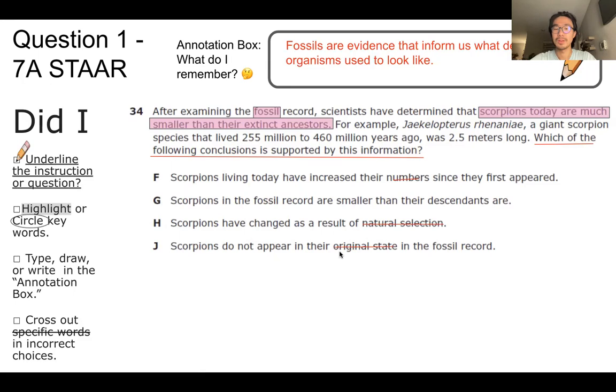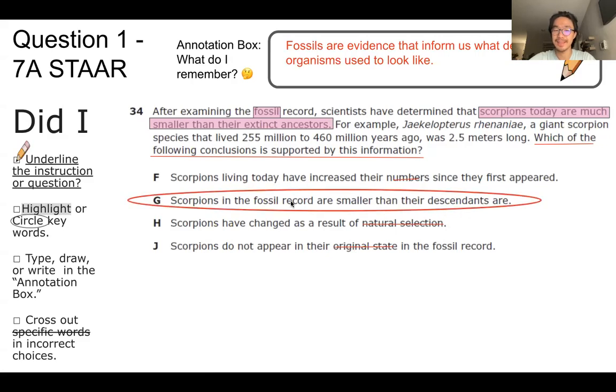We also see that there's a change in the state of the scorpion, right? So today they are much smaller. A long time ago, they were much bigger. So there's not one original state, right? There's actually a change in the states. So that leaves us with G. And let's look at that. Scorpions in the fossil record are smaller than their descendants are.